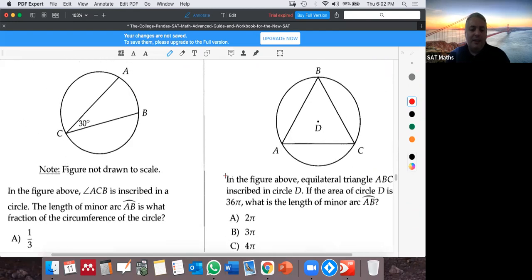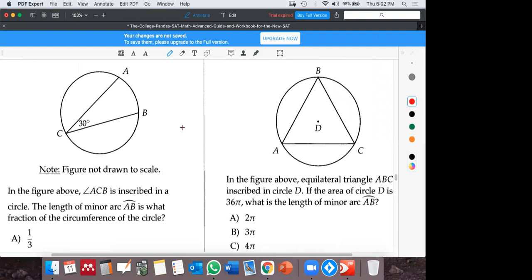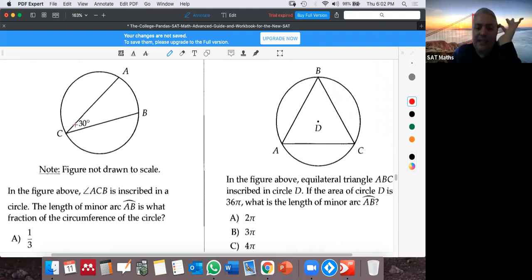In the figure, ACB, direct line, stop, guys. When I see this direct line stopping, put 60. Do not wait. 30 degrees here. This is now 60 degrees. And then read the question. In the figure, blah, blah, blah. The length of minor arc AB. So minor means small. So that means this. The length of minor arc AB is what fraction of the circumference of the circle?